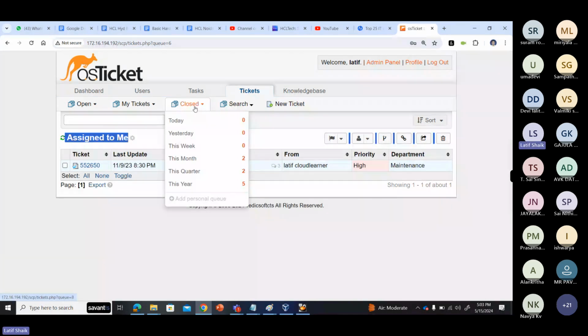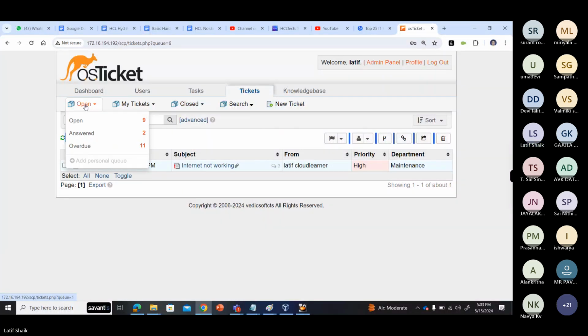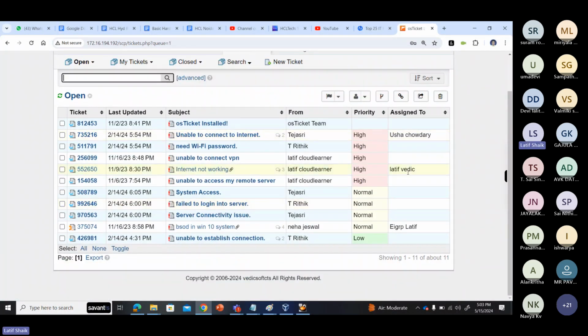I'll show the other tickets, like open tickets. This ticket is assigned to this user. This ticket is assigned to this specific user. This ticket is assigned to this one. And these tickets are not assigned to anyone. See, this ticket is low priority, normal priority, high priority. High priority tickets have to be resolved immediately within the priority level. And you also have to understand whether it is a high priority ticket or not. Some tickets have had a discussion, some tickets no.